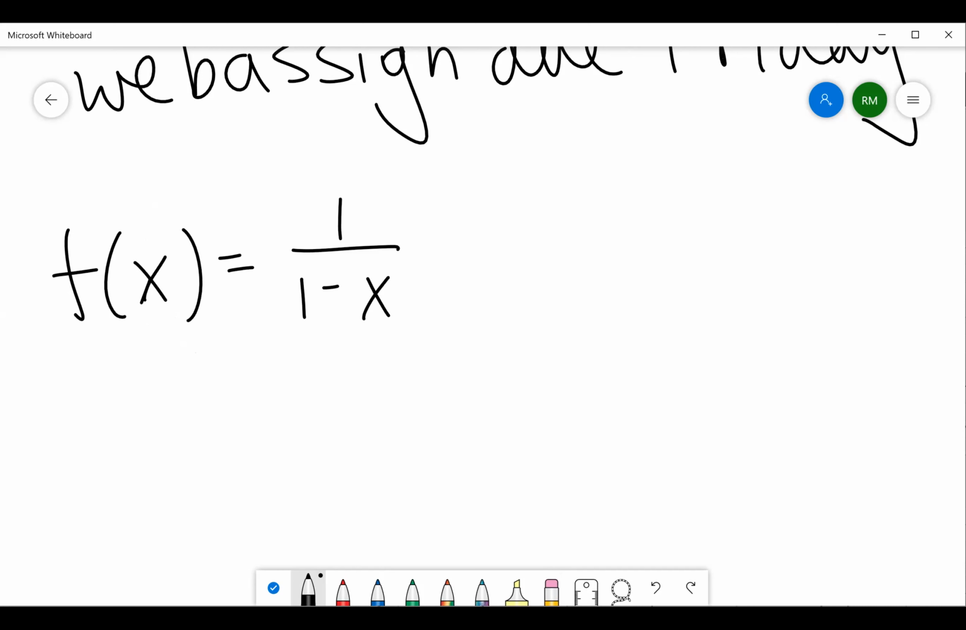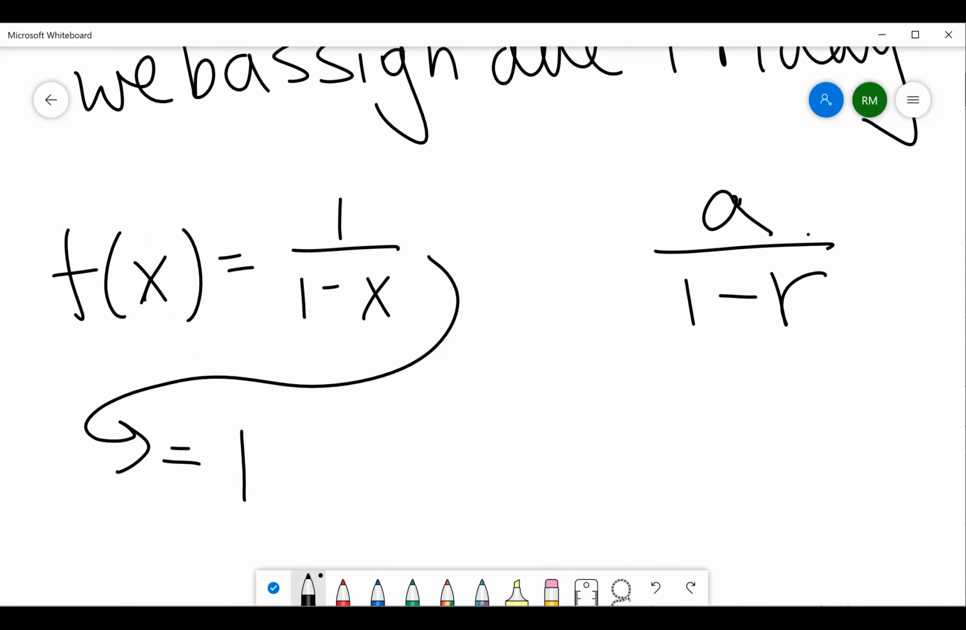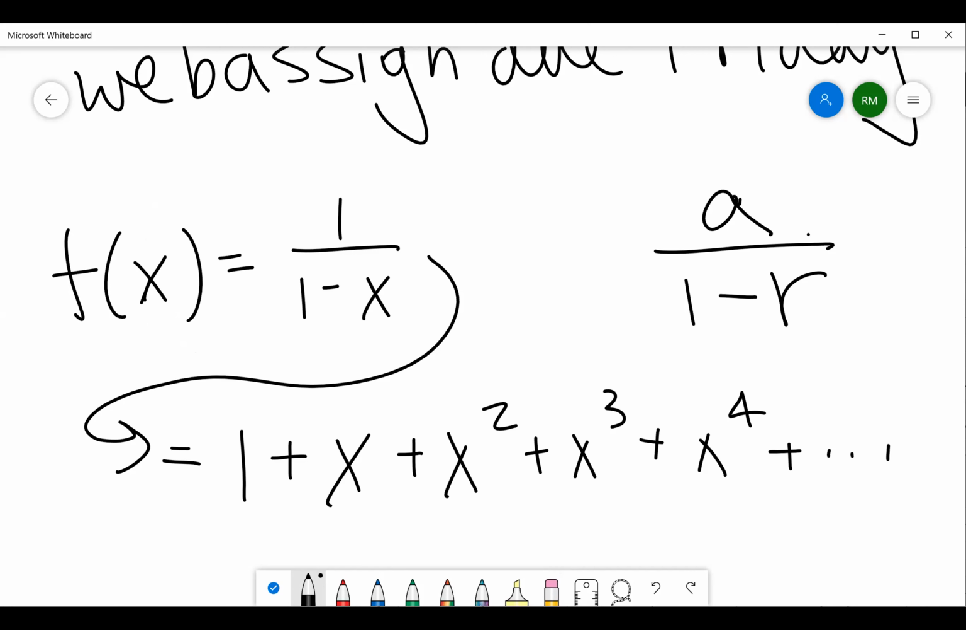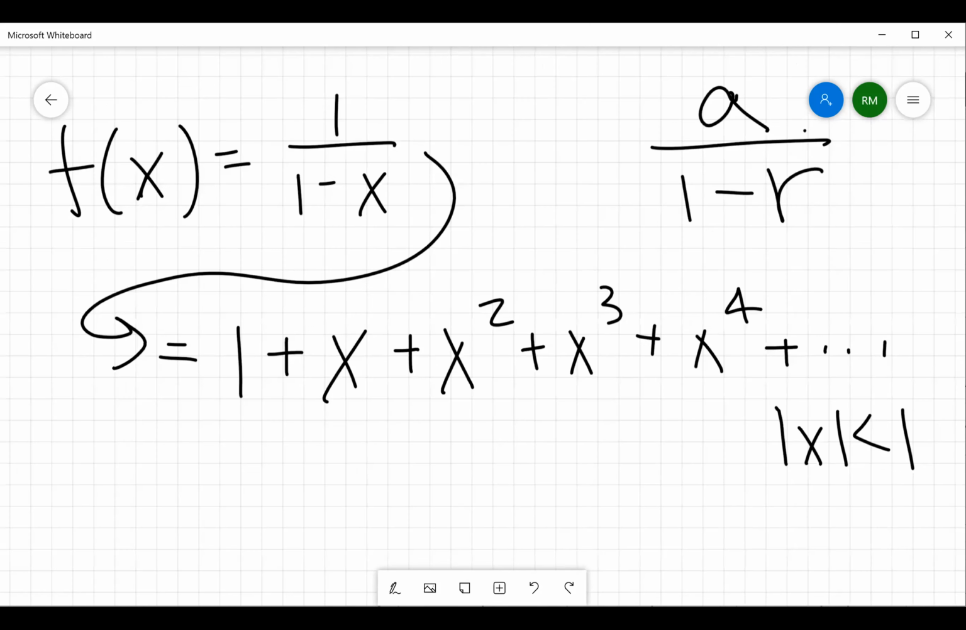So where have we seen an expansion of this before? Does a over 1 minus r ring a bell? Well, if so, that's because it's an infinite geometric series, and this should be equal to 1 plus x plus x squared plus x cubed plus x to the fourth, and so on. We know that adding up this infinite geometric series is the same as that fraction right there, the 1 over 1 minus x. And where does this series converge? We all know that this series converges if the absolute value of x is less than 1.